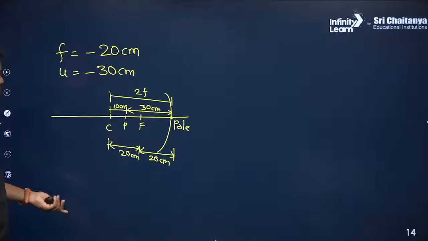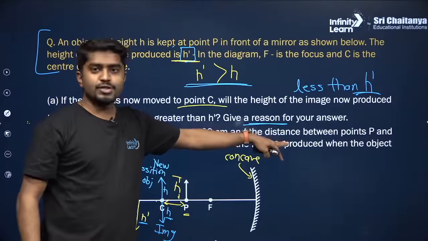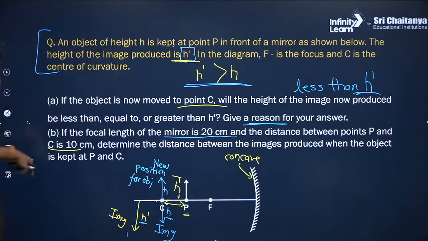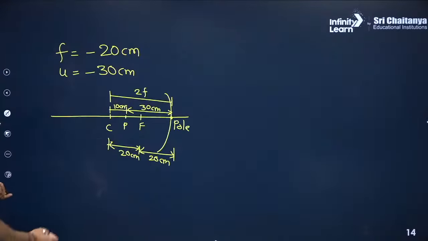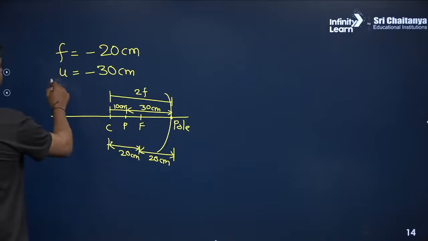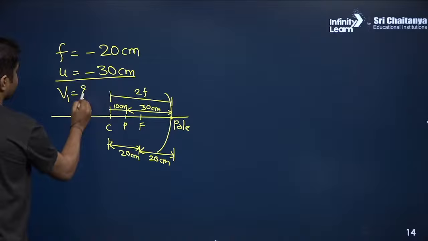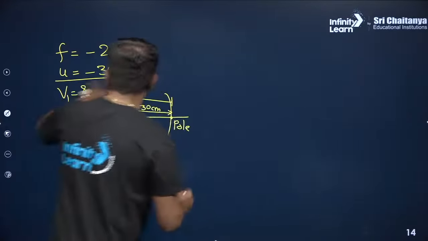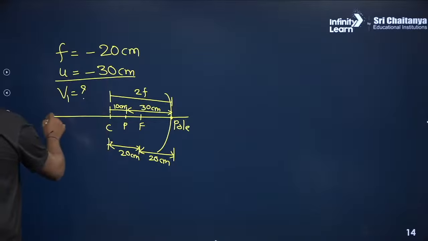Determine the distance between images produced when the object is kept at P and C. Distance between images produced. Okay, so if you keep the U as 30, find V. That would be, let's say, V1. And so I can remove this, right? Okay, let's erase that.